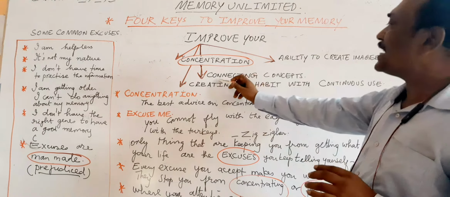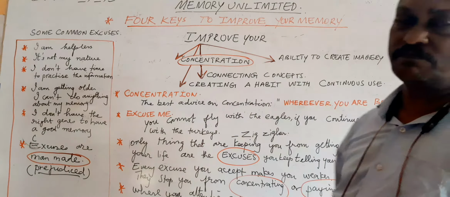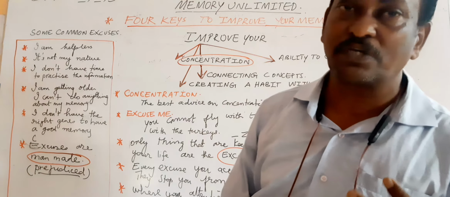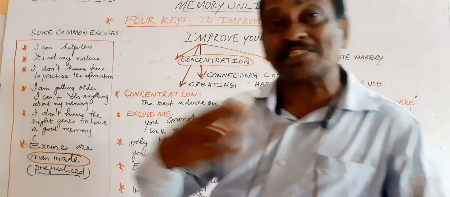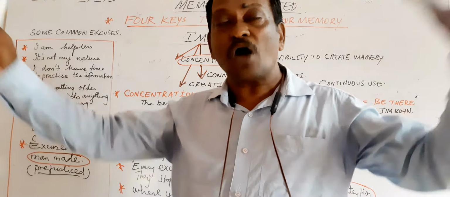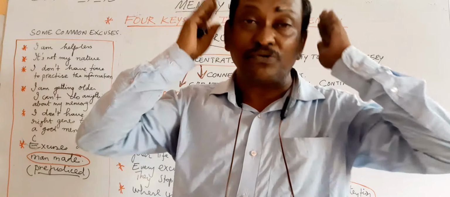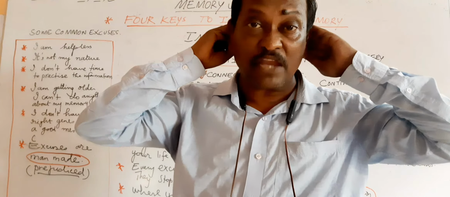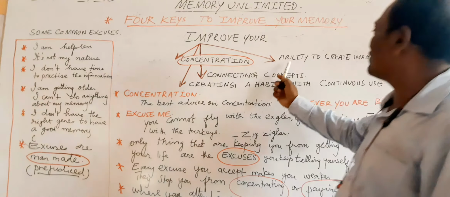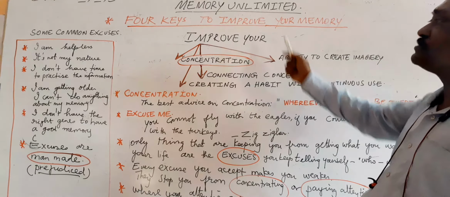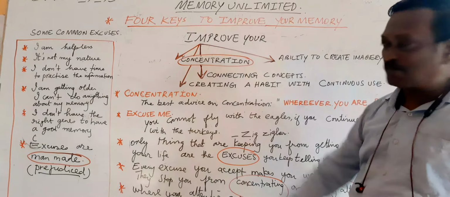And then connecting the concepts. There are several concepts which we study in the classroom. There are several concepts which we study outside the classroom. So how do we connect these concepts in order to keep the information in our brain? This is one important area, ability to create imagery. That is also a key. It forms a key to improve your memory.